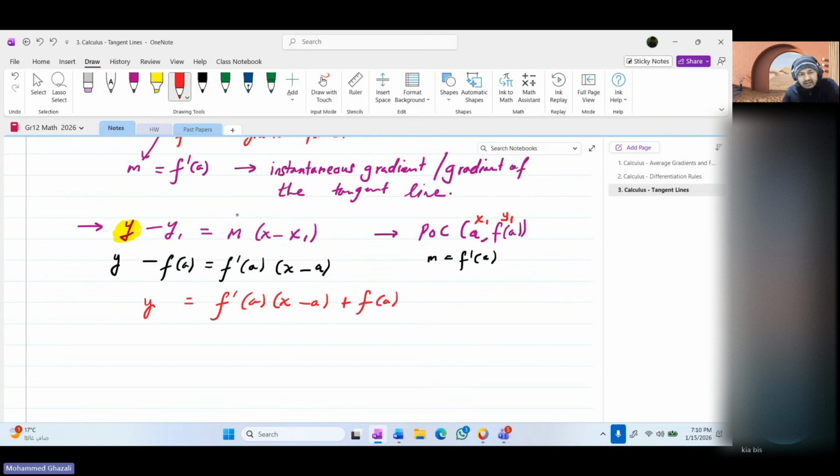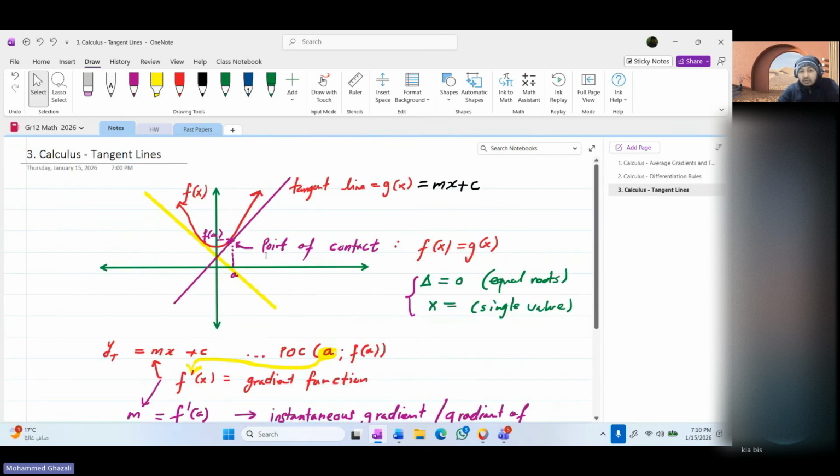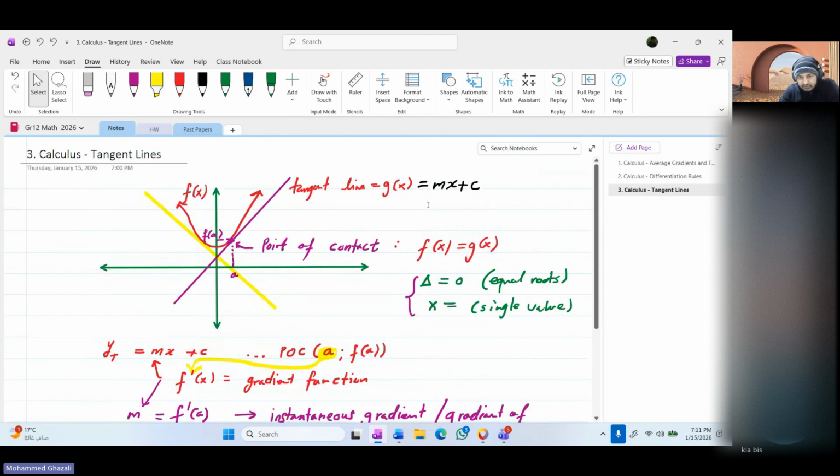And we don't really need to remember this equation. All you need to know is y equals mx plus c, and at the point of contact, the gradient is f prime a. Are we good? So at the point of contact, we have two equations. What are the equations? We have f of x is equal to g of x, right? And also, we have m equals f prime a, the m value from here.